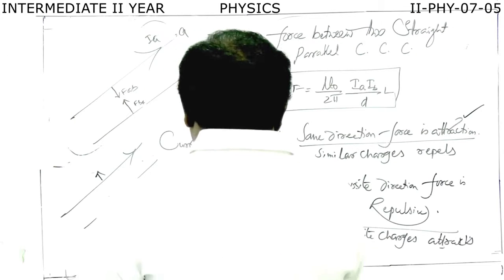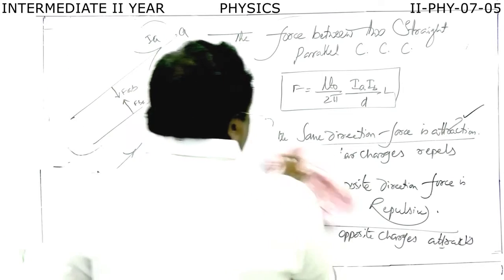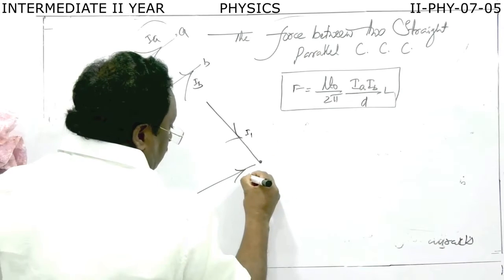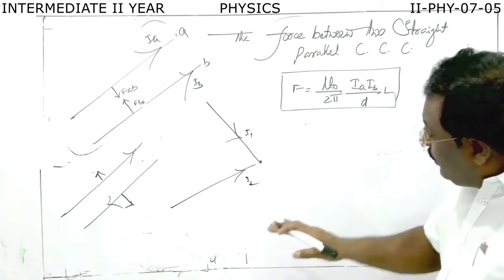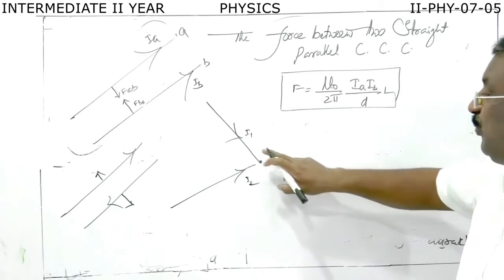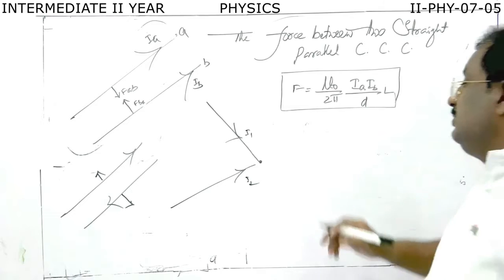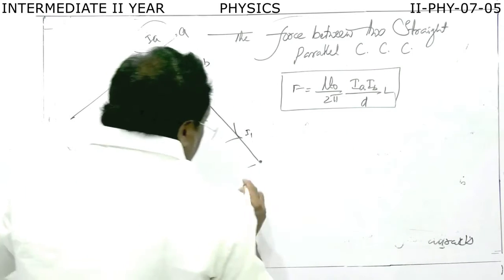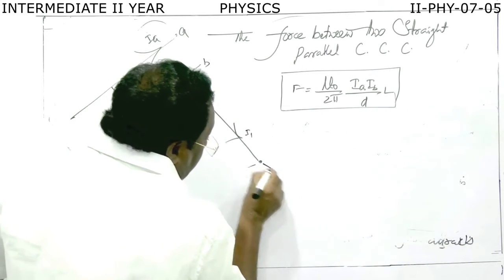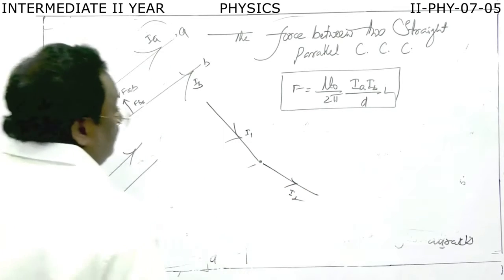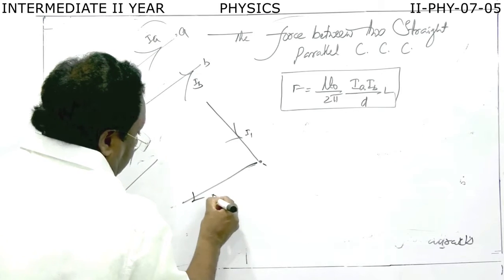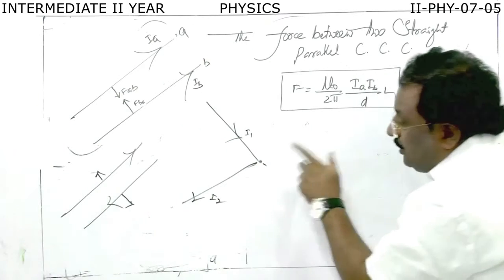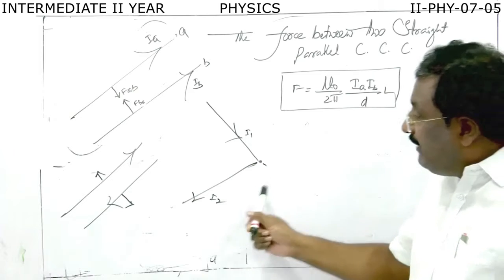Now, I1 and I2. If both currents, I1 and I2, are flowing toward the junction, then the force between them is attraction. For example, I1 is flowing toward the junction, and I2 is moving away from the junction. Now here I1 is flowing toward the junction, whereas I2 is moving away from the junction.